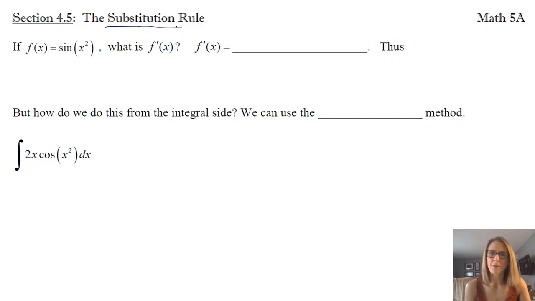As weird as it might sound, this is one of my favorite sections in the book. I actually really like the substitution rule. I like integration in general, but I like the fact that the substitution rule is kind of like looking at a puzzle in a way. So you will hopefully see what I mean very soon.